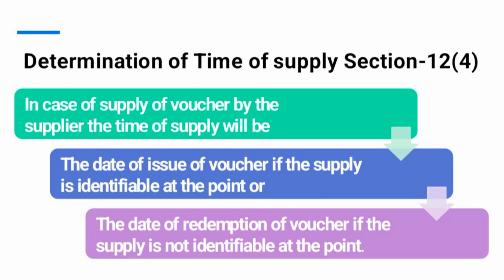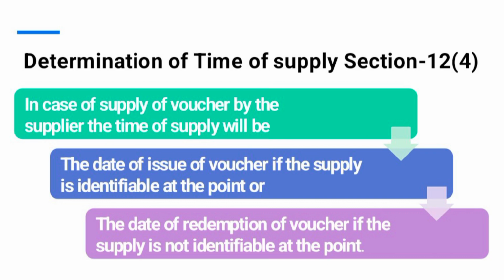The determination of time of supply, section 12 subsection 4. Section 12 subsection 4 tells at what point of time the GST is to be levied, and this section deals with the case where a voucher is supplied by the supplier. It tells the time of supply in case a voucher is issued by the supplier.